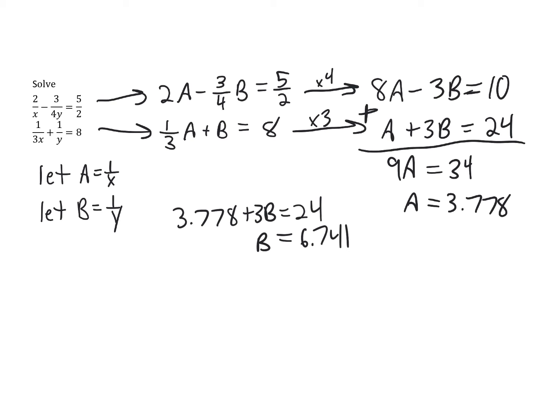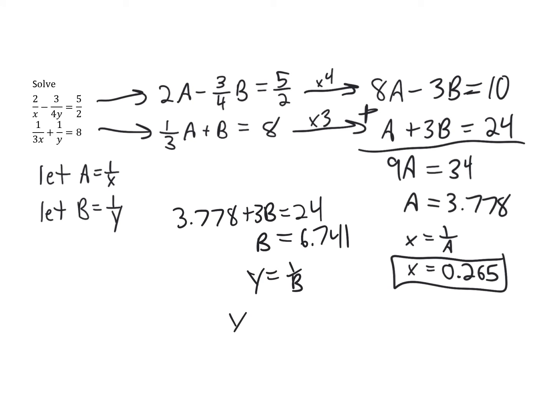That's a and b. The original question asked for x and y. So x is 1 over a, which will be approximately 0.265. Y will be 1 over b, which is approximately 0.148.